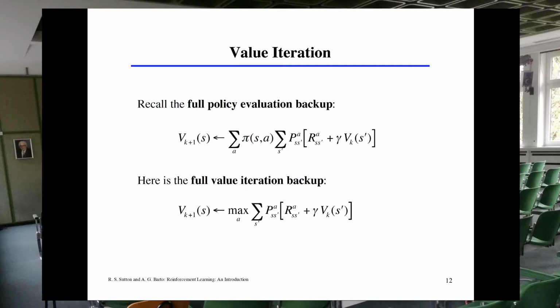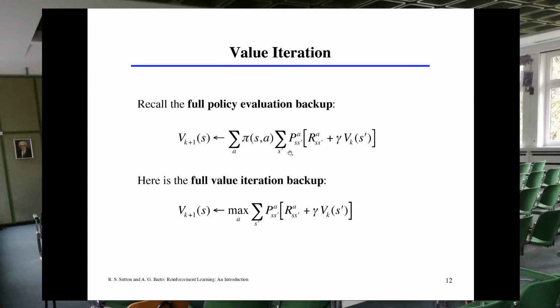Now, the third algorithm is called value iteration. Recall that the default policy evaluation backup involves using these two sums here. The first one is over all possible actions. The second one is over all possible next states, S prime.